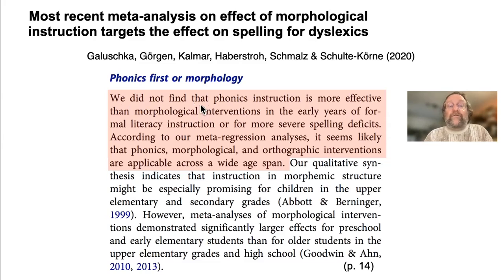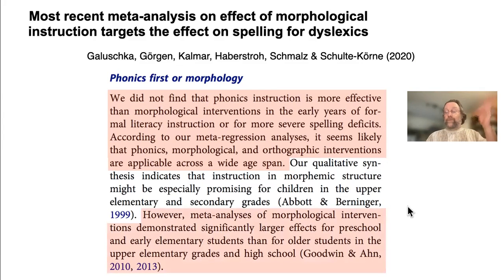Anyways, we did not find that phonics instruction is more effective than morphological interventions in the early years or of formal literacy instruction or for more severe spelling deficits. So according to their meta-analysis, meta-regression analyses, it seems likely that phonics, morphological, and orthographic interventions are applicable across a wide age span. They were surprised at this, and they talked about some other qualitative thoughts, but then they just said, yeah, the meta-analysis that I just showed you confirms this finding.